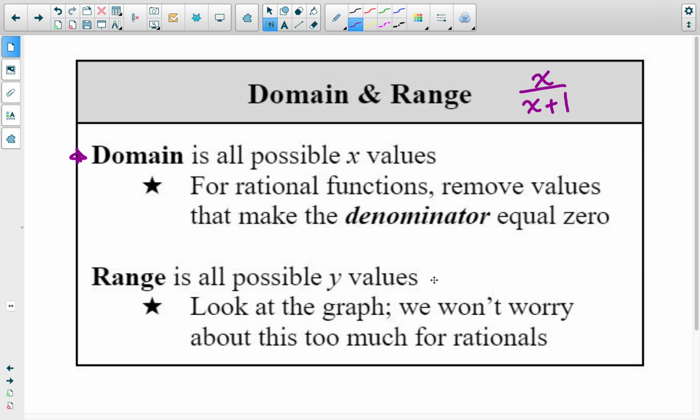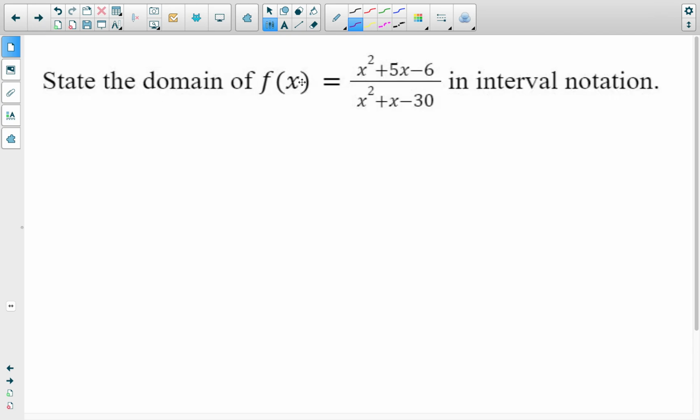And then for range, the best way to identify range is just to look at the graph and see what the possible y values are. For all of this, I'm going to request that you use interval notation because that is something that we want to get in the habit of using. So let's just practice stating this domain in interval notation.